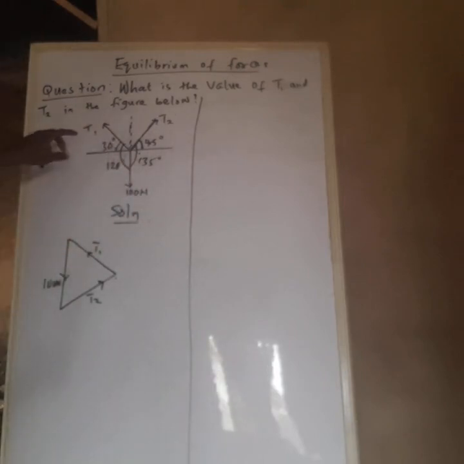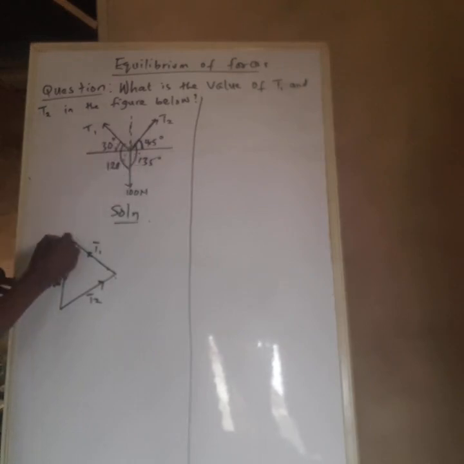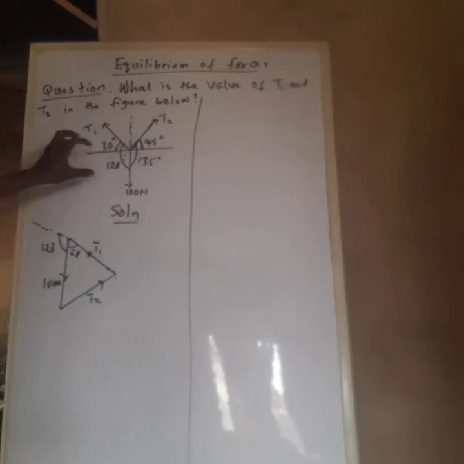Now, the angle between T1 and 100 Newton is 120 degrees. So you locate T1 and 100 in this triangle. This is T1 and this is 100. This 120 will be outside, it is the exterior angle, and this is an angle on a straight line. So when you bring it in, it becomes 60 degrees, because angles on a straight line add up to 180 degrees. 120 plus 60 is 180 degrees. So that is for this.